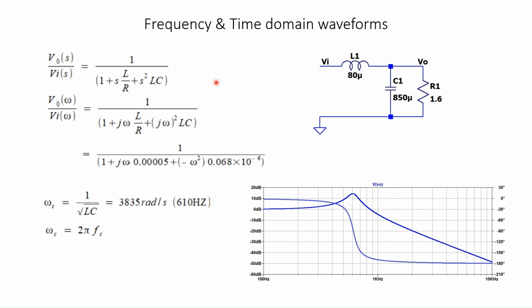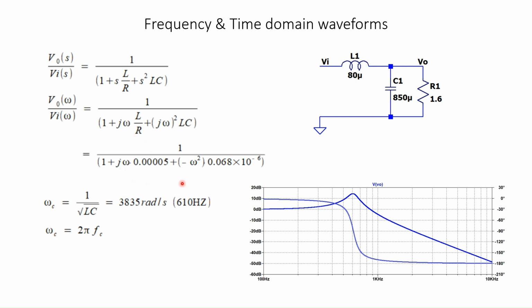A better insight can be obtained by comparing frequency and time domain waveforms. For this purpose, I consider an LCR circuit. The transfer function Vo by Vi is given here, 1 over 1 plus sL by R plus s squared LC. By substituting j omega in the place of s, we get Vo by Vi in terms of frequency in radians per second.